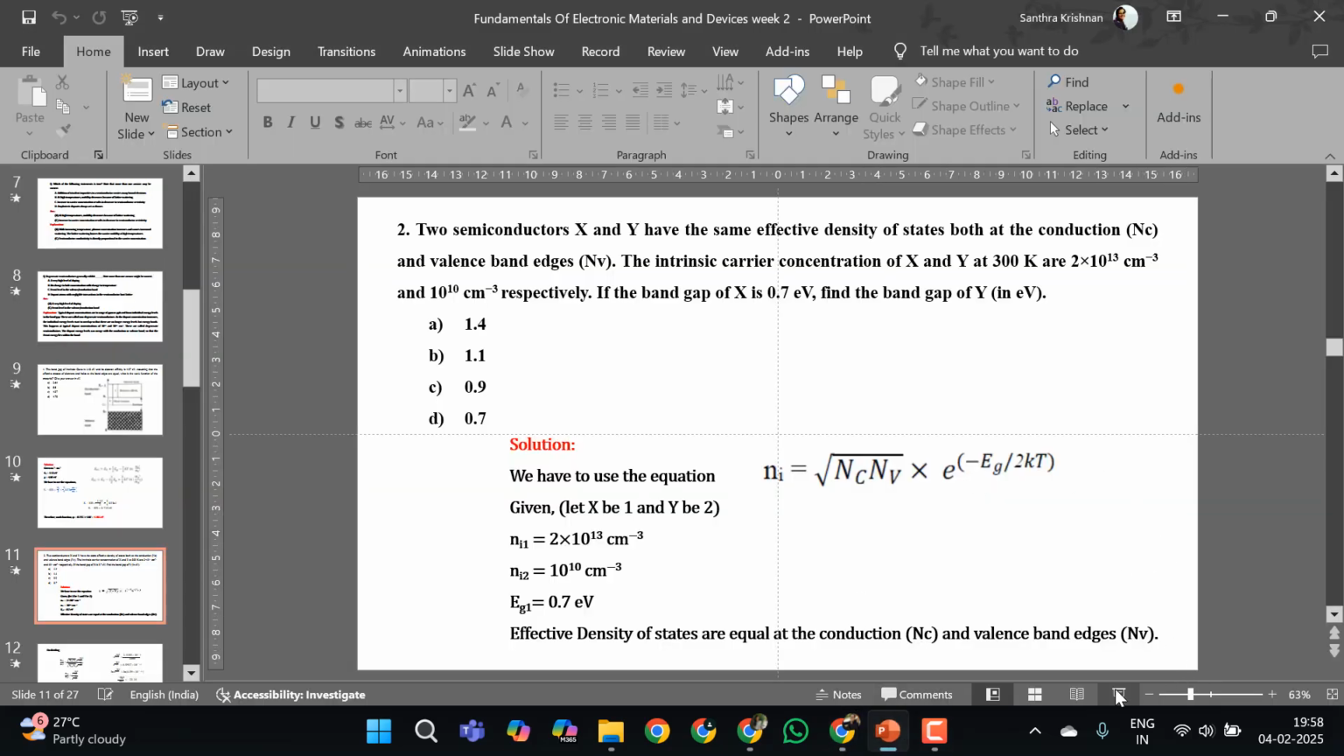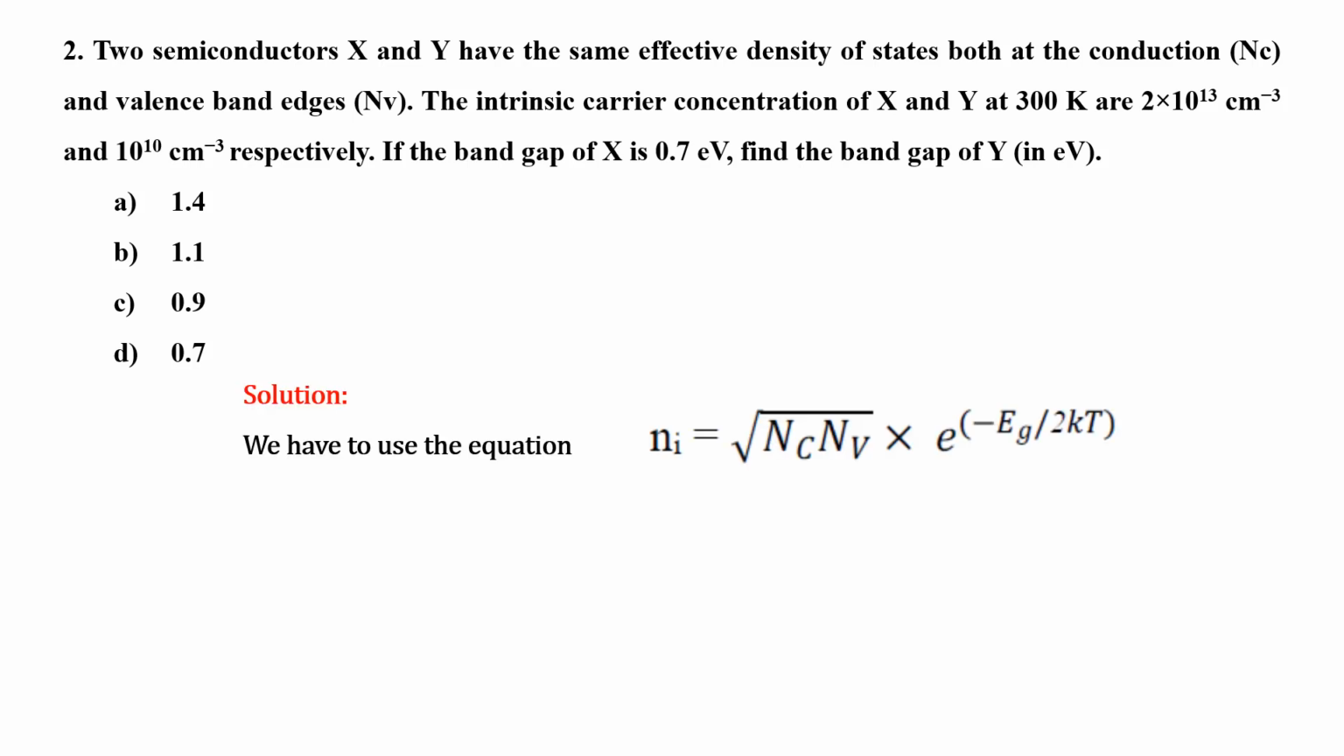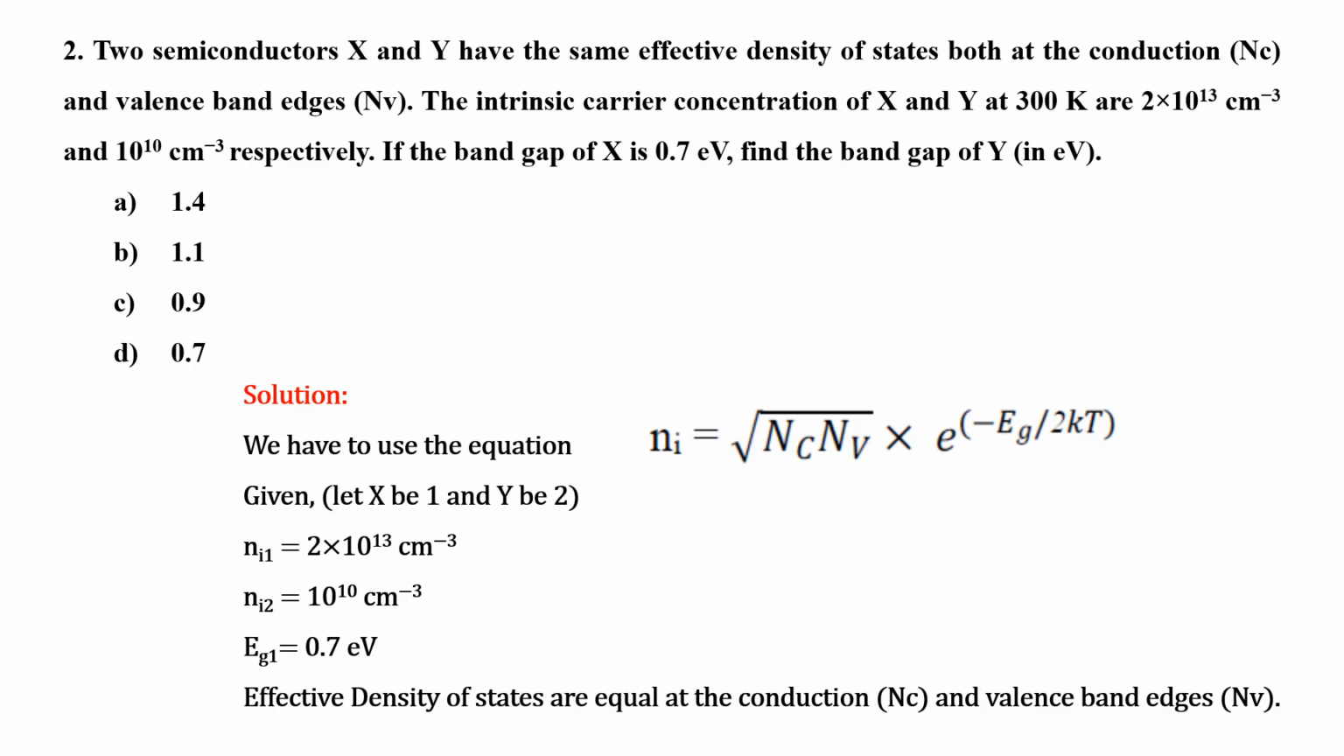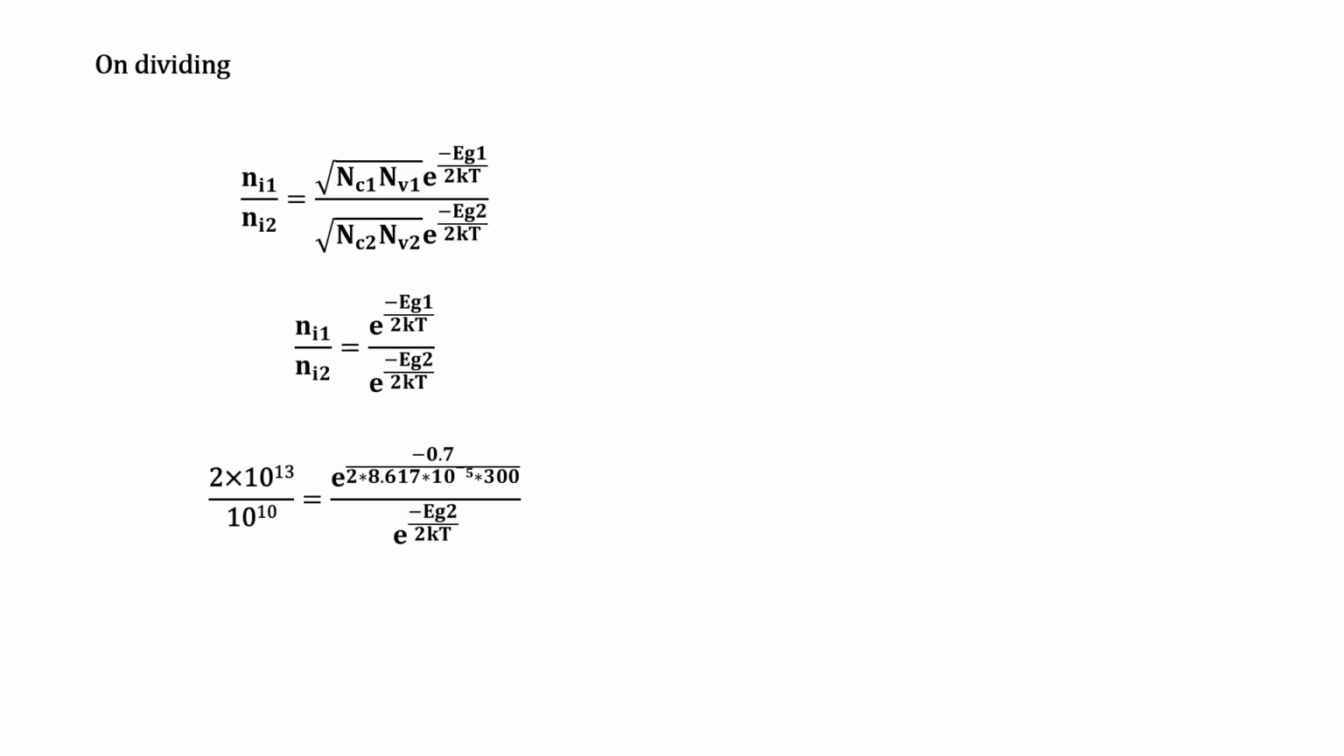So let us check. This is the equation I mentioned: Ni is equal to root of NcNv e to the power minus Eg divided by 2 times Kb into T. Let X be 1, Y be 2. That is the naming I am taking. So Ni1 and Ni2 are given to you, 2 into 10 to the power 13 and 10 to the power 10, and Eg1 is 0.7 electron volt. We have to find Eg2. Nc is equal in both cases, so I am writing Ni1 by Ni2. The NcNv part will get cancelled. So Ni1 by Ni2 is equal to e to the power minus Eg1 by 2 times Kb T, in both cases.